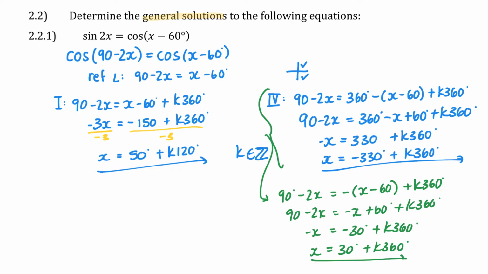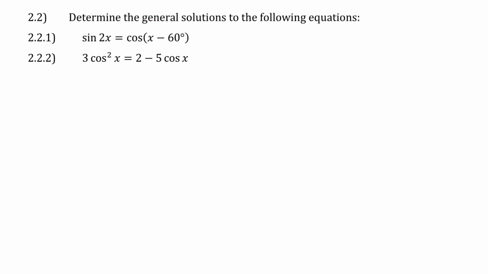Now, although the answer looks different, they are actually the same, because if I was to say 30 minus 360, I get negative 330, which looks the same as the previous solution. So these two solutions are actually exactly the same. They just start at a different point. So let's get on to the next general solution question.